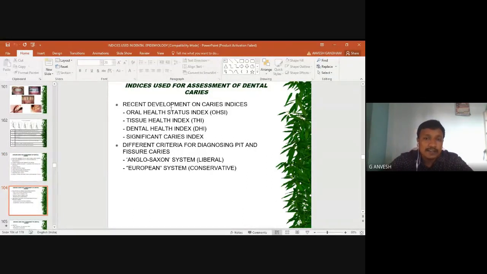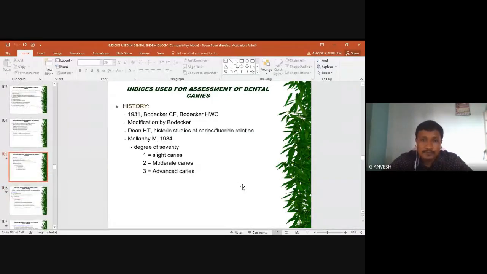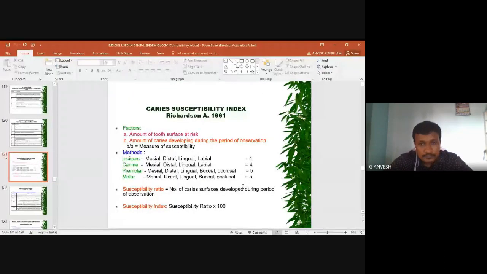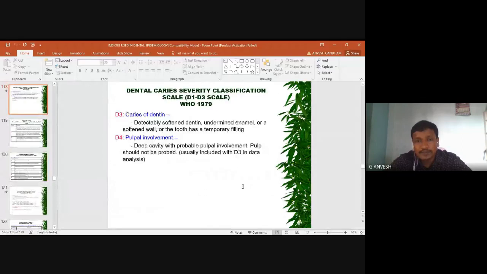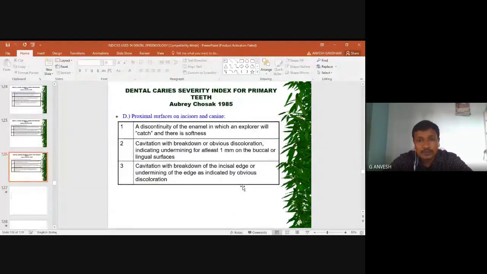And here are some recent developments in caries indices. First one is the oral health status index, tissue health index, dental health index, and significant caries index. The different criteria for diagnosing pit and fissure caries are the Anglo-Saxon system and the European systems. So this is for your caries assessment. I think for today this is enough. If you have textbooks, just go through both indices, ideal requisites, objectives, classification, and definition part.